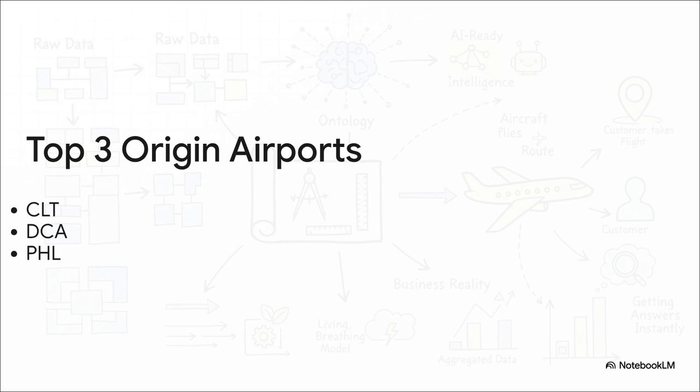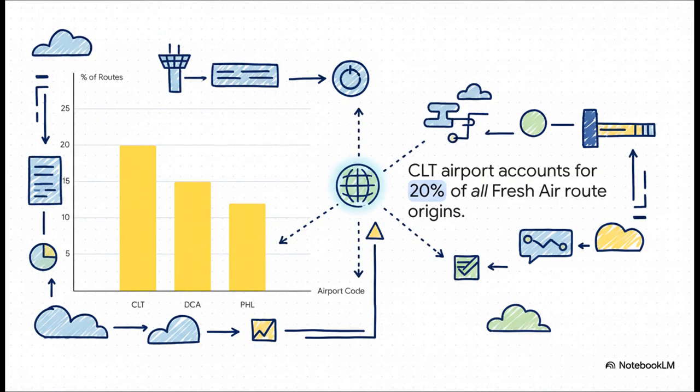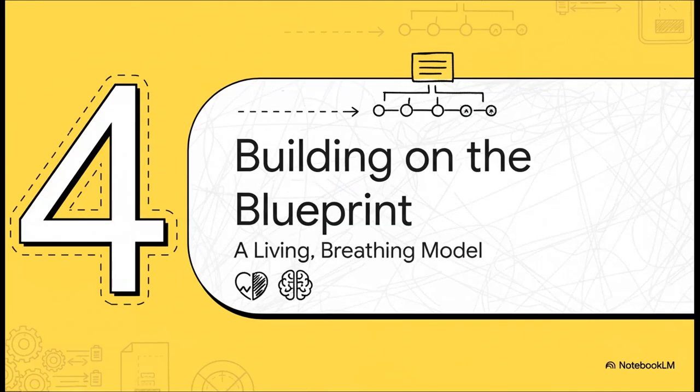It's already done. And look, this gives us so much more than just a list, right? It shows us their relative importance. We can see immediately that just one airport, CLT, accounts for a full 20% of all route origins for the entire airline. Now that is a powerful insight.